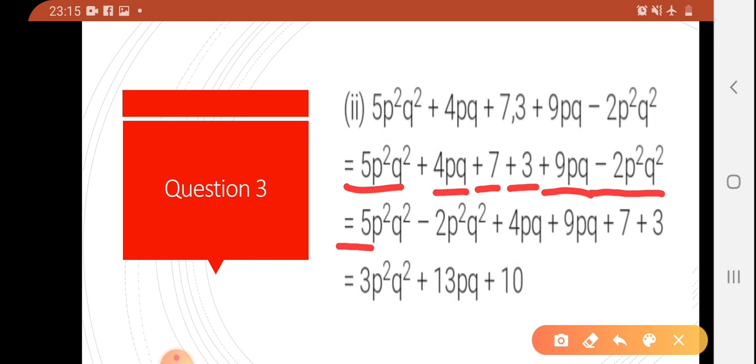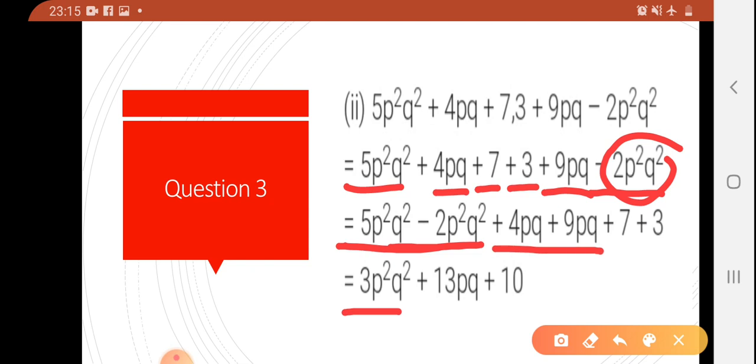Here 5p²q² and this one, −2p²q², we will bring together, then 4pq plus 9pq together, and the constants together, plus 7 plus 3. When we subtract, it will come 3p²q², and when we add, it will come plus 13pq. Here plus 7 plus 3 will come plus 10. This will be your answer.